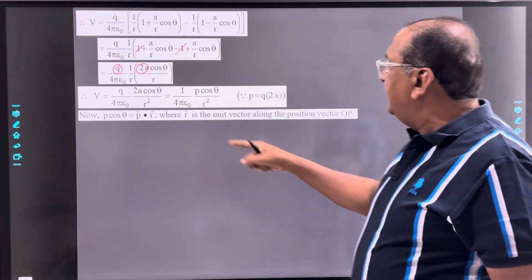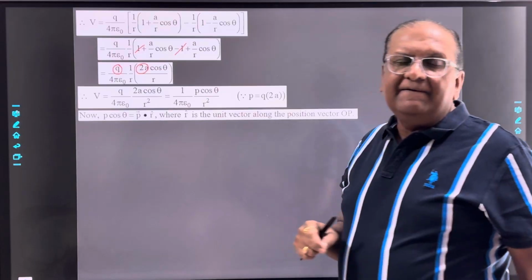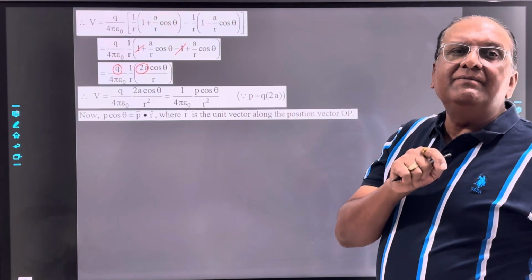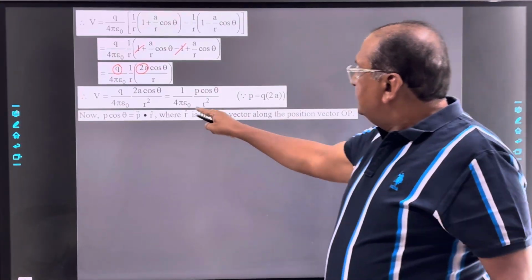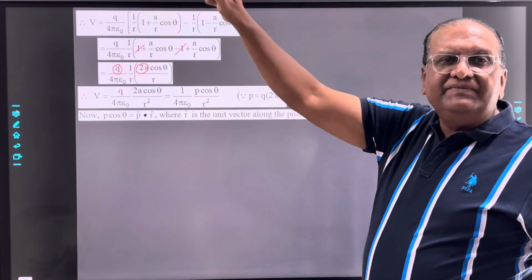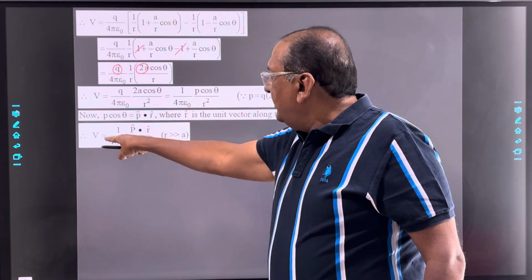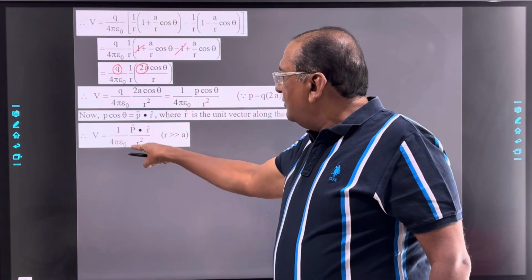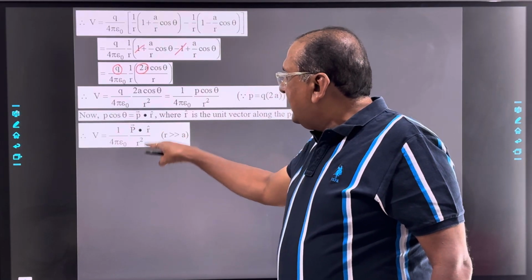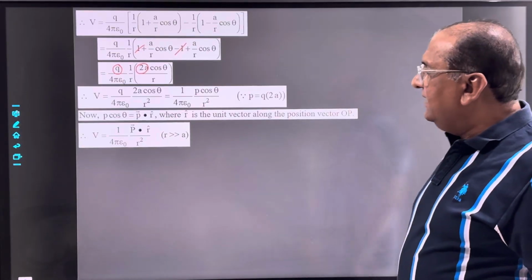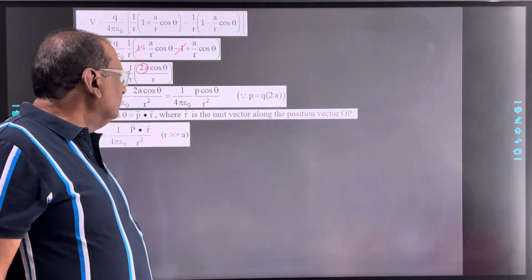In that direction you have the unit vector r caret, because this cos theta, here this theta is the angle between the dipole moment and the position vector. So the unit vector is in the direction of that position vector. So we can write the potential at point P as 1 upon 4 pi epsilon 0, dipole moment vector P dot r caret upon r square. Here we consider that r is very much greater than a.